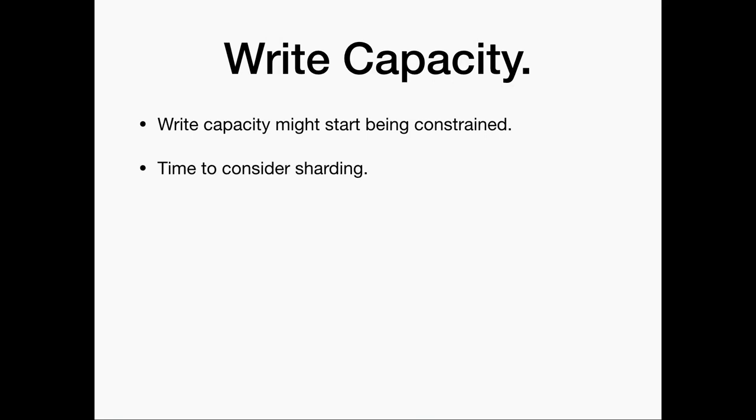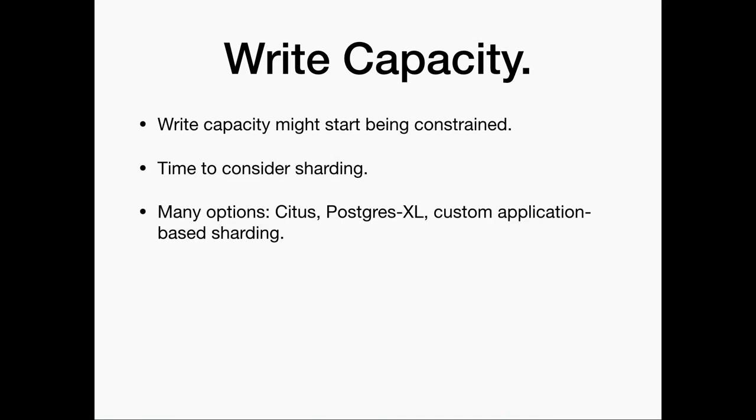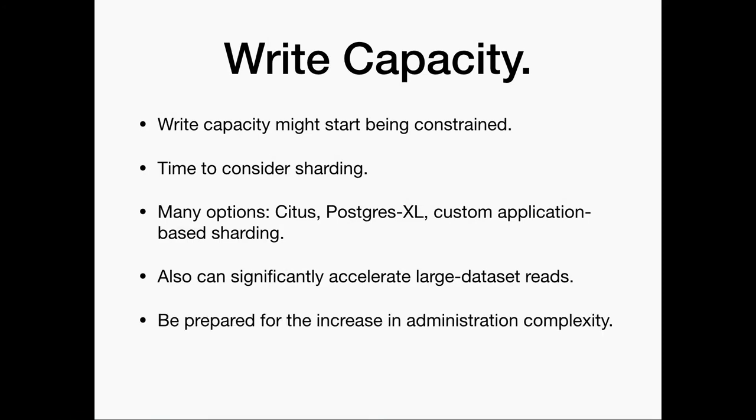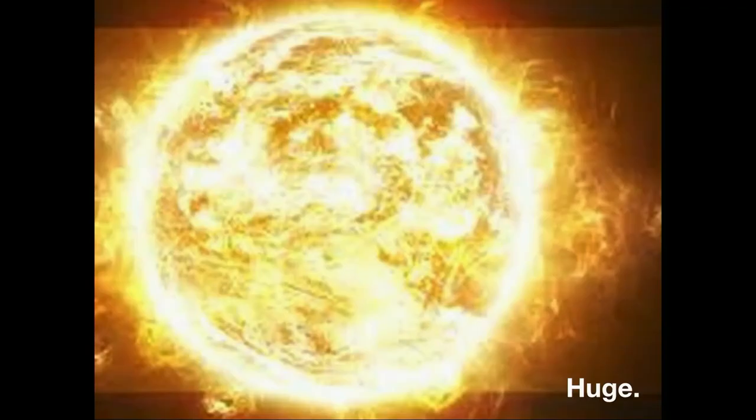Write capacity might start becoming constrained at this point. This is kind of the order of magnitude. You might want to consider sharding. Nothing is truly drop-in sharding, of course, but if you want to consider sharding solutions that handle the sharding and write distribution for you, there's Citus, Postgres-XL, custom application-based sharding. This is also very valuable because it can accelerate your read side also, assuming your sharding key is a good one. Just be prepared because you've significantly increased your administrative complexity by doing this.